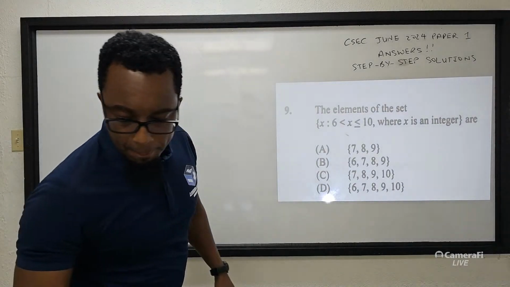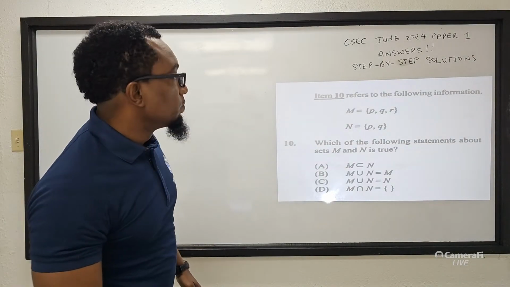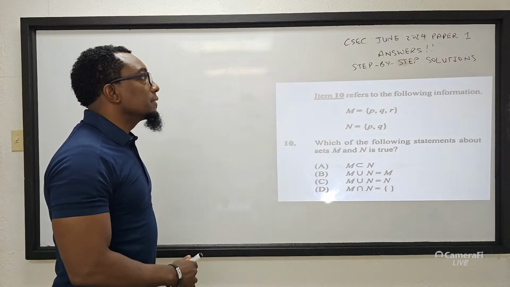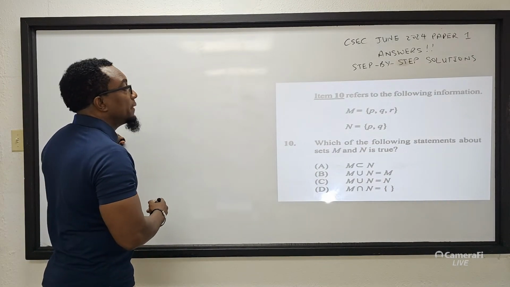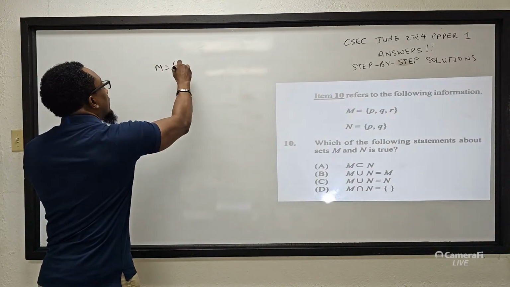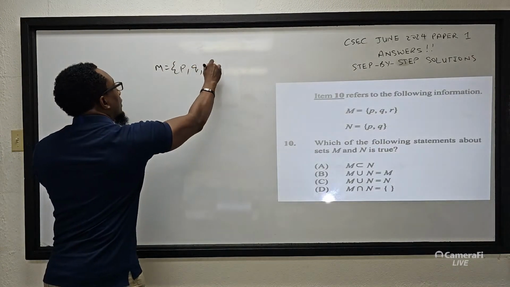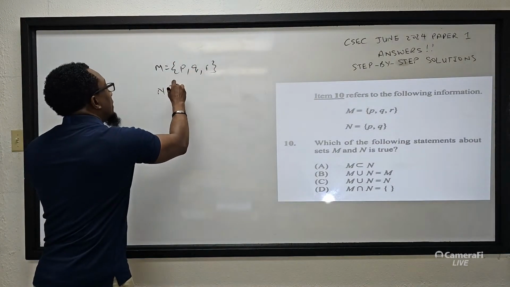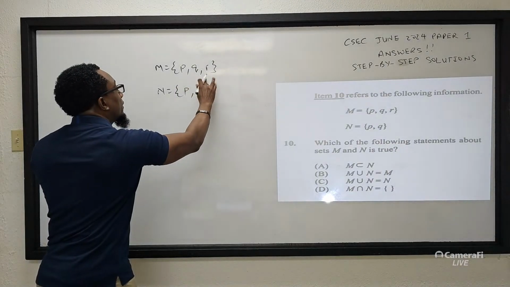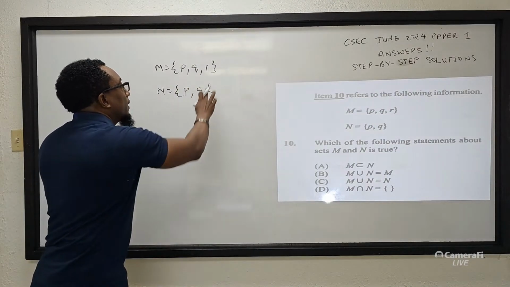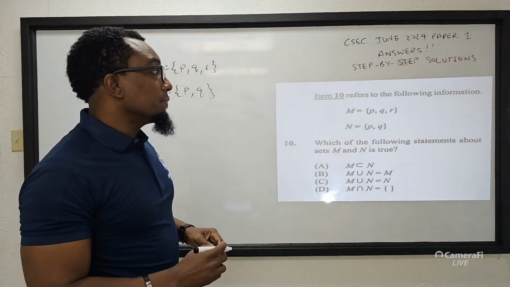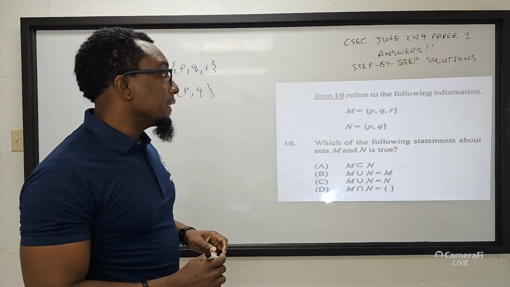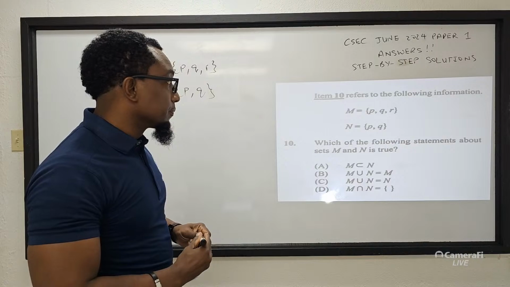Question 10. Item 10 refers to the following information. We have M, whose elements are P, Q, and R. We have N, whose elements are P and Q. And they want us to indicate which of the following statements about M and N is true.